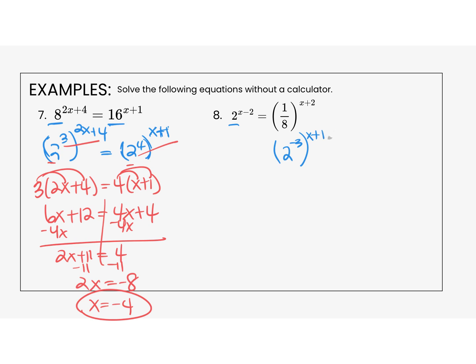Whoops, that should say x plus 2. I'm really messing this up. Okay, get rid of this one. All right, we'll just make it a 2. For some reason that's not working.